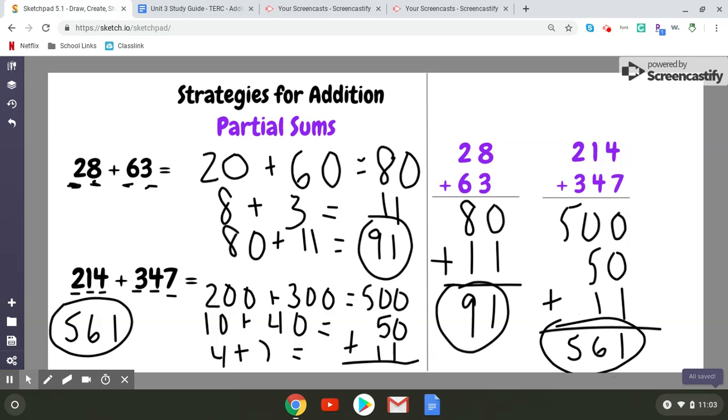So there you go. That's the partial sums algorithm. I hope you found this helpful.